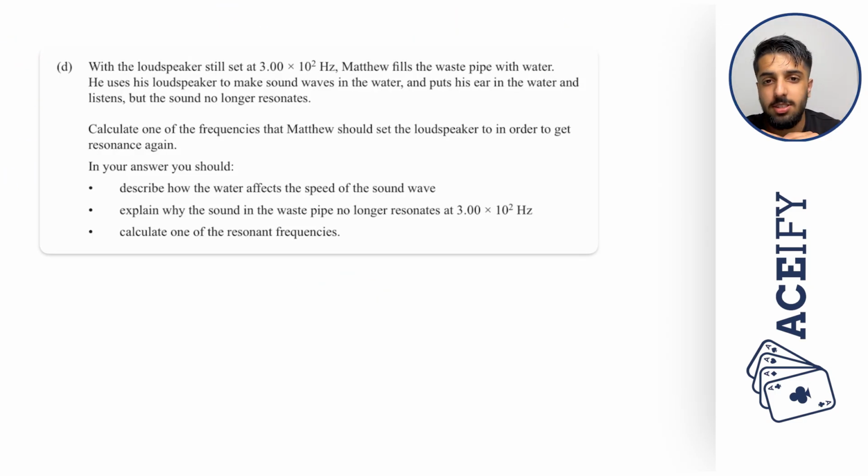With the loudspeaker still set to 300 Hertz, Matthew fills the waste pipe with water. He uses his loudspeaker to make sound waves in the water, and puts his ear in the water and listens, but the sound no longer resonates. Calculate one of the frequencies that Matthew should set the loudspeaker to in order to get it to resonate again. In your answer, you should describe how water affects the speed of sound in the wave, explain why the sound in the waste pipe no longer resonates at 300 Hertz, and calculate one of the resonant frequencies.